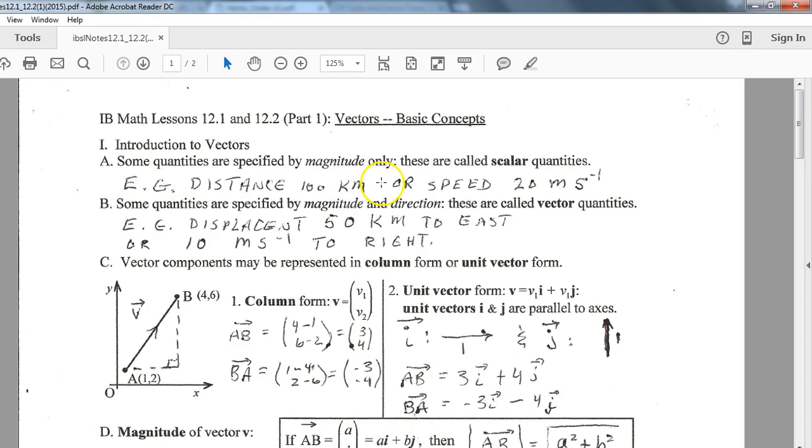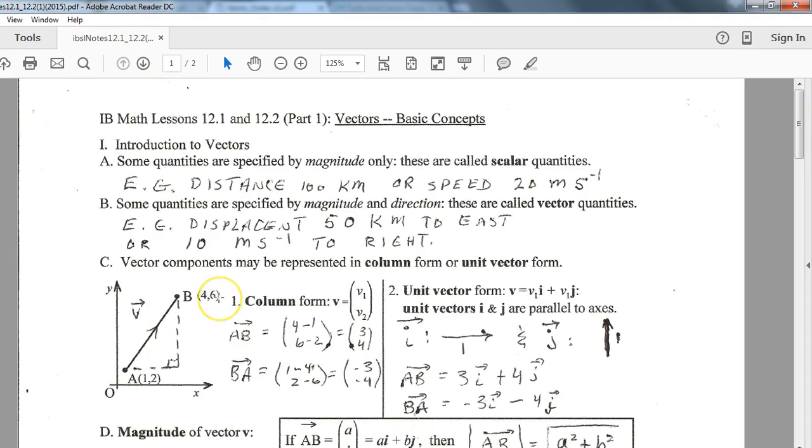When you refer to a speed or a distance, those are both referenced to what we'd call a magnitude. But when you throw in direction along with that magnitude, like 50 kilometers to the east or 10 meters per second to the right, now that you're including direction, we now have what we call a vector. That's usually the difference between speed and velocity. Speed would include just the magnitude, but when you refer to velocity, you're now into a vector because we get direction included in that.